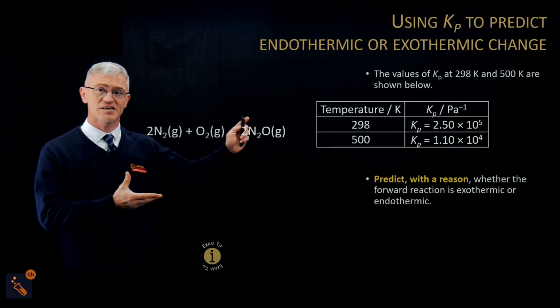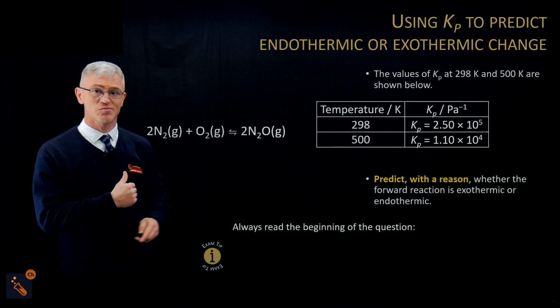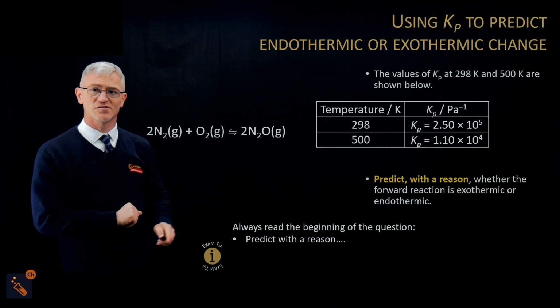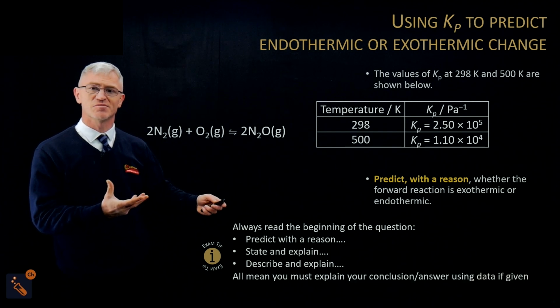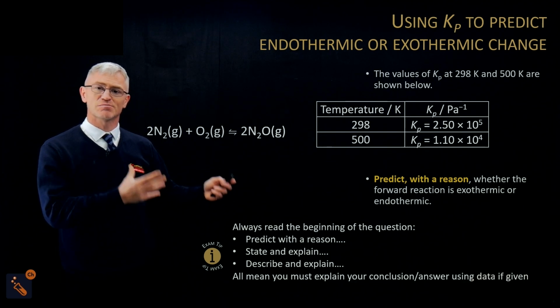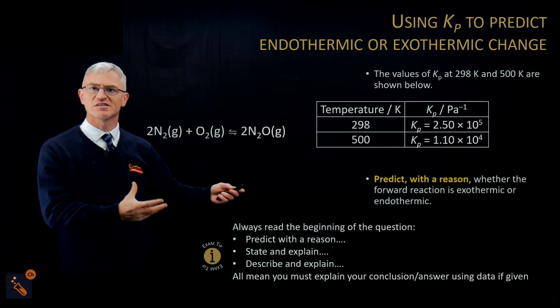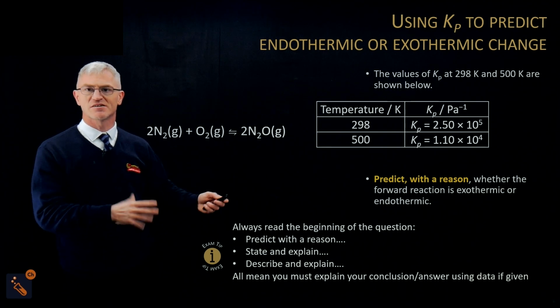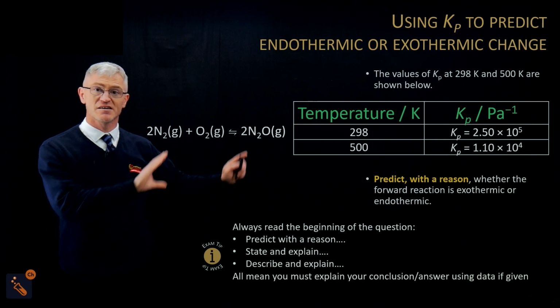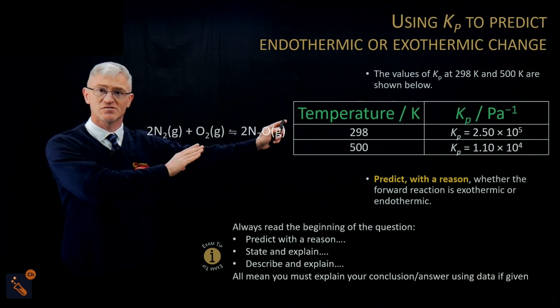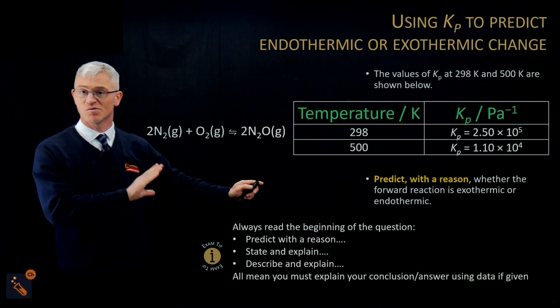So if you look here, the data we've been given is up in this table. But always read the beginning of the question. Predict with a reason, state and explain, describe and explain. They all mean the same thing. It means you must explain your conclusion using data given, and make a conclusion. Now, that means I've got to use temperature and I've got to use the Kp values. We will do that in a second.